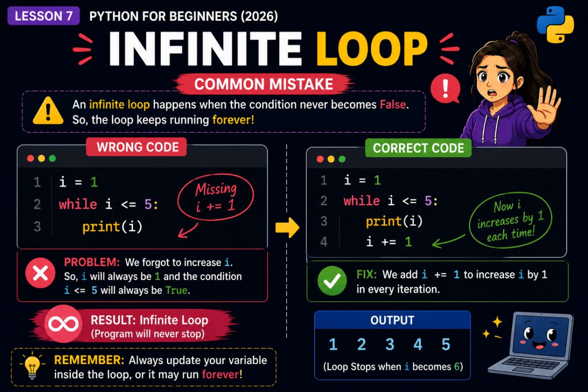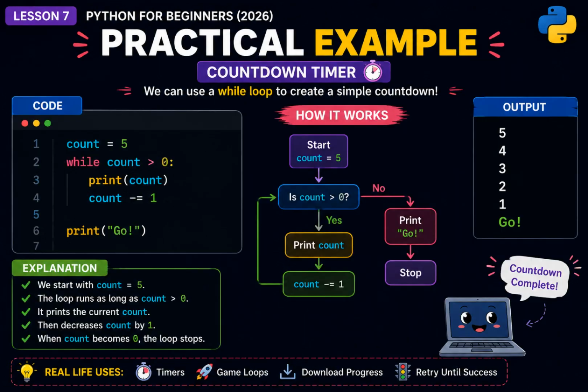So let's understand with one practical example. Here in this, we start counting from 5. count minus equal to 1 each time, so the value becomes smaller by 1. Then the output is 5, 4, 3, 2, 1 and finally Go. This is similar to a countdown timer. I hope you understood this.